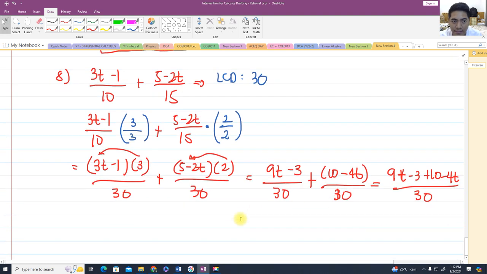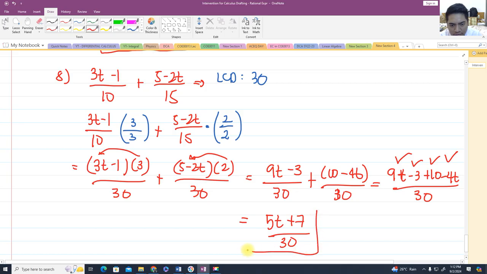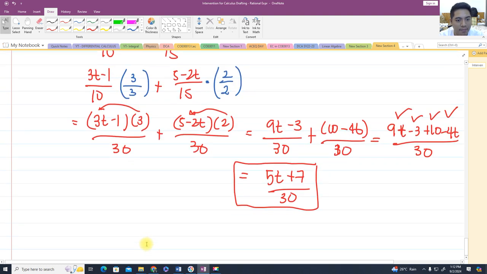So I can just simply write them as 9t minus 3 plus 10 minus 4t all over 30. Okay? So I just simply rewrite them as one rational expression since they already have the same denominator. So simplifying, you have 9t minus 4t, combining like terms, that would be 5t. And then negative 3 plus 10, that would be positive 7, all over 30. So can we simplify it further? I think we cannot simplify it further. So that will be our final answer. Alright, so that is for number 8.